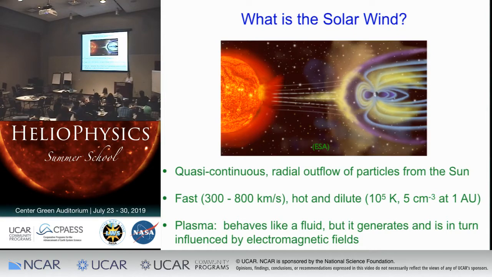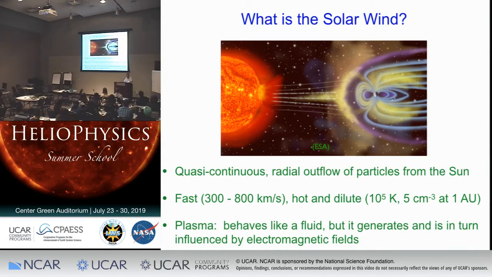All right, so as you learned this morning, and as many of you knew before coming here, the solar wind is basically a quasi-continuous, quasi-radial outflow of plasma from the sun. It's fast, supersonic, super-Alfvénic. That means that the outflow speed is greater than the sound speed and greater than the Alfvén speed near Earth. Typical speeds are 300 to 800 kilometers a second near Earth. Temperatures are 10 to the 5th Kelvin, with a few particles per cubic centimeter near Earth.